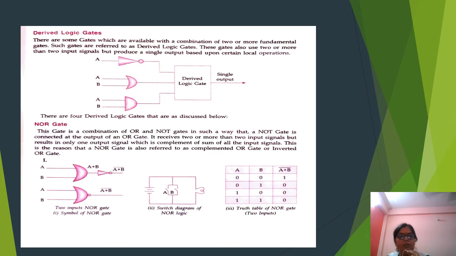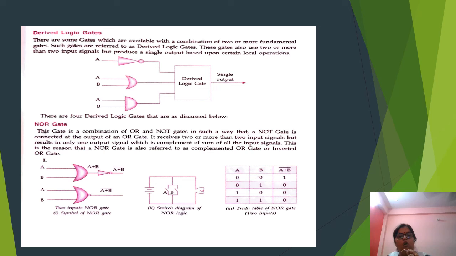What is NOR? NOR means NOT plus OR, in which an OR gate is used and a NOT gate is used. How can you do this? See, in this A, B, this is your OR gate and it has been used with the NOT. There are two examples of this. You can draw the NOR gate like this also and like this also. We can say that this gate is a combination of OR and NOT gates in such a way that the NOT gate is connected at the output of an OR gate.